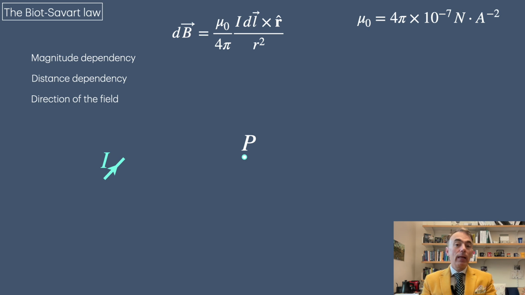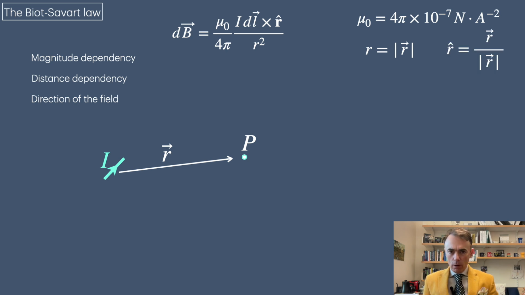I is the current through the element. dl is a vector representing the direction and length of the current element. r is the position vector from the current element to point P. r hat is the unit vector in the direction of the r vector, and the cross indicates the cross product.